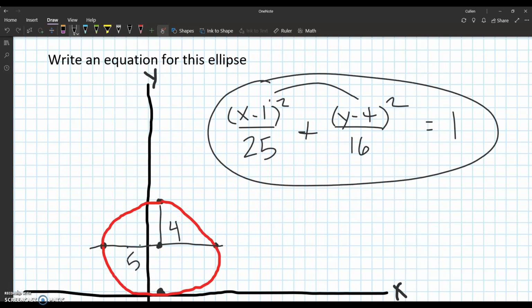So you have to find your center, find the two points for your center, and then figure out how far you go left and right. That will go under your x. And how far you go up and down, take half of that and square it, and put those in your denominators.